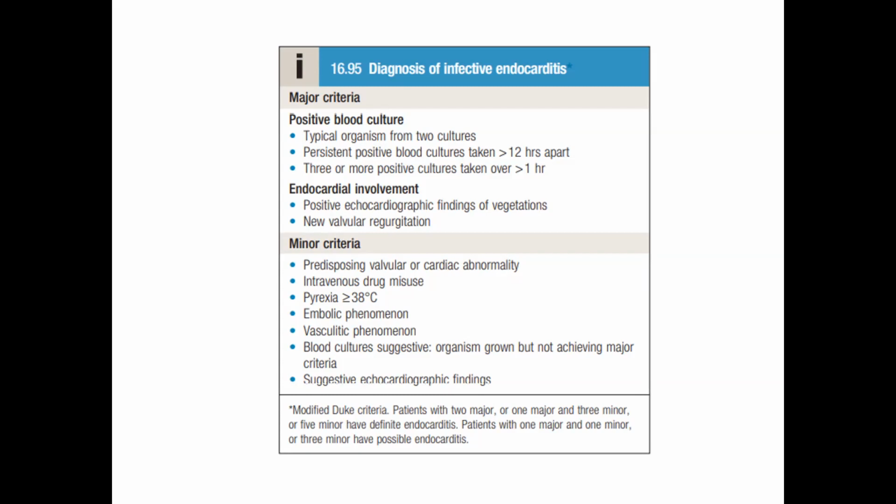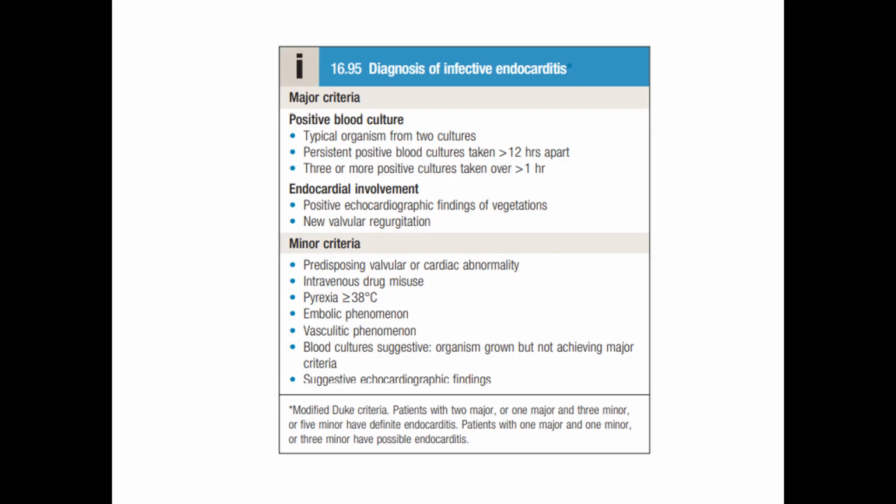Patients with 1 major and 1 minor or 3 minor have possible endocarditis. So when the patient has 2 major or 1 major and 3 minor or 5 minor, there is definite endocarditis. That is, the patient is suffering from endocarditis. If there is 1 major and 1 minor or 3 minor, there is a chance of endocarditis in this particular patient.